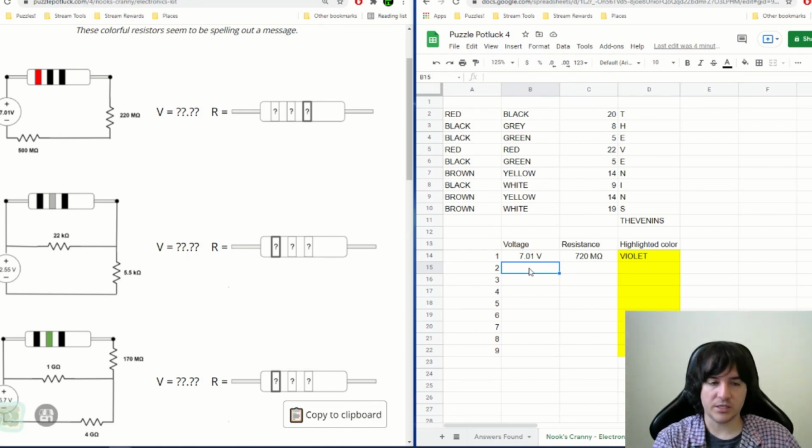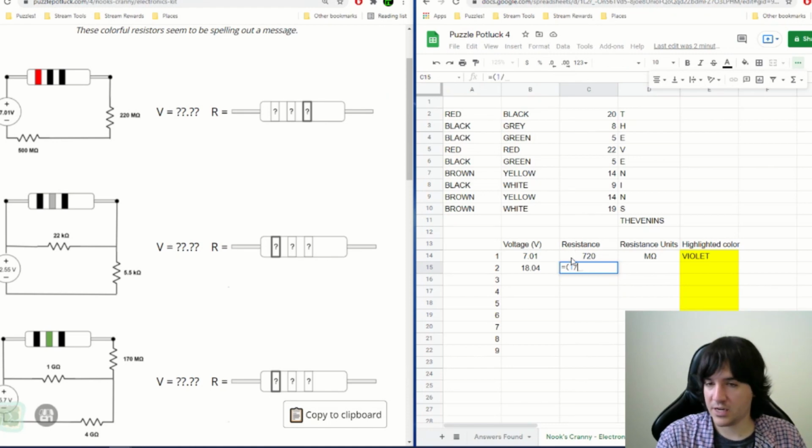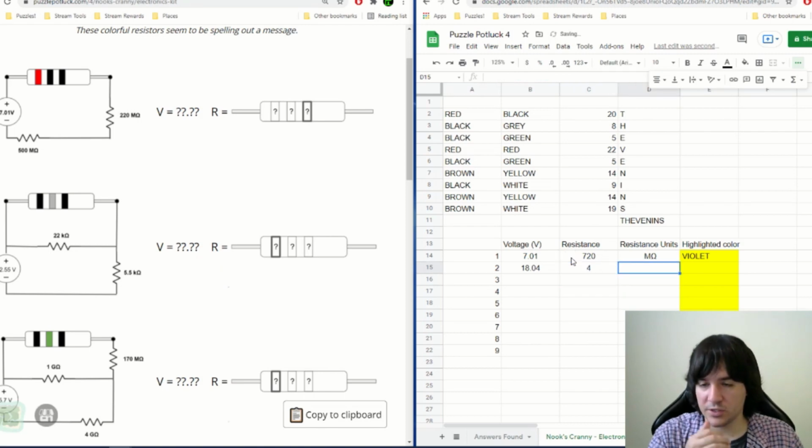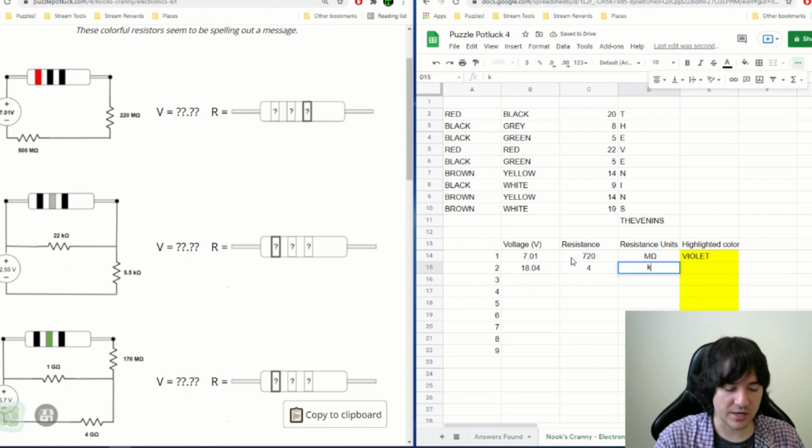So our voltage here is 22 times our voltage of 22.55 divided by 22 plus 5.5. So 18.04 volts. 1 divided by... Actually, we need to do 1 divided by a big thing. Yeah, 1 divided by 1 over 22 plus 1 over 5.5, I think. So 4. We just get 4, and that's in the same units as we started out with.